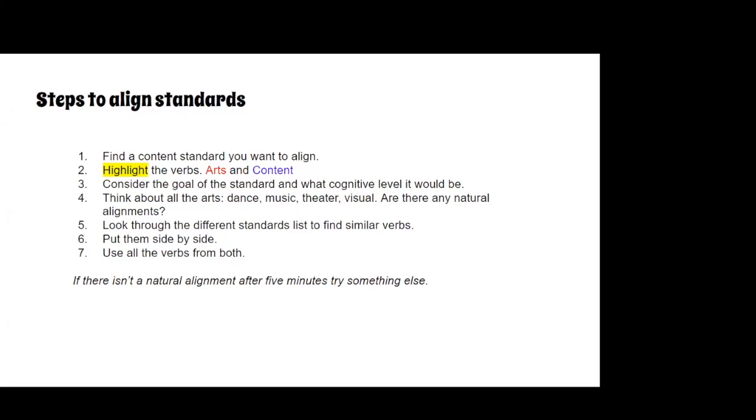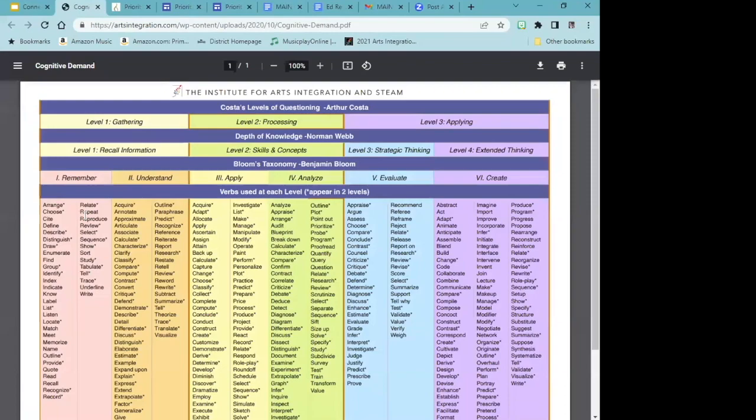What you do is you highlight the verbs, because what you're trying to do is find verbs that connect with each other. And I like to make arts red and the content blue. And then you consider the goal of the standard that you're looking at and what the cognitive level is. I use Bloom's taxonomy to kind of give me an idea of what that is. We had this chart that has multiple choices to look at. And if you were here last time, you got to see this. Basically, looking at the verbiage, things like arrange, repeat, define are a lower level of cognitive demand. But if you can move the vocabulary up to a higher one, like abstract or compare or design, create, then you can make the standard more worthwhile and create a lot more interesting projects.